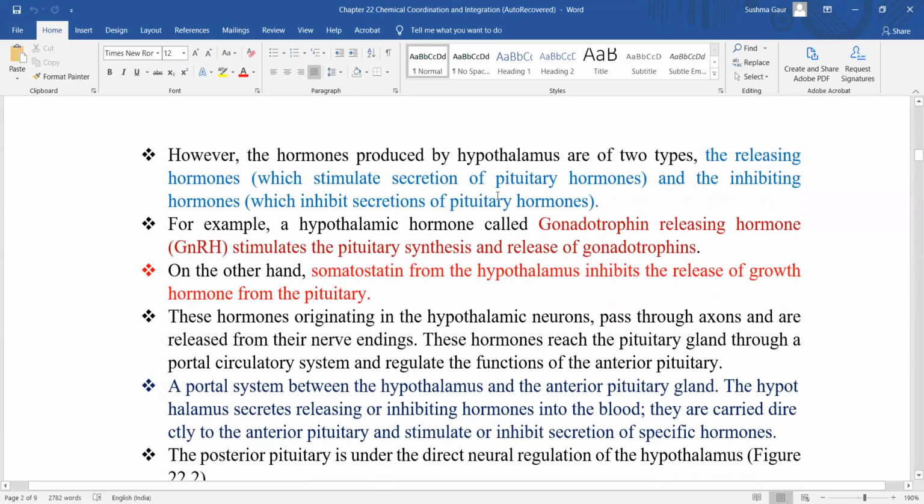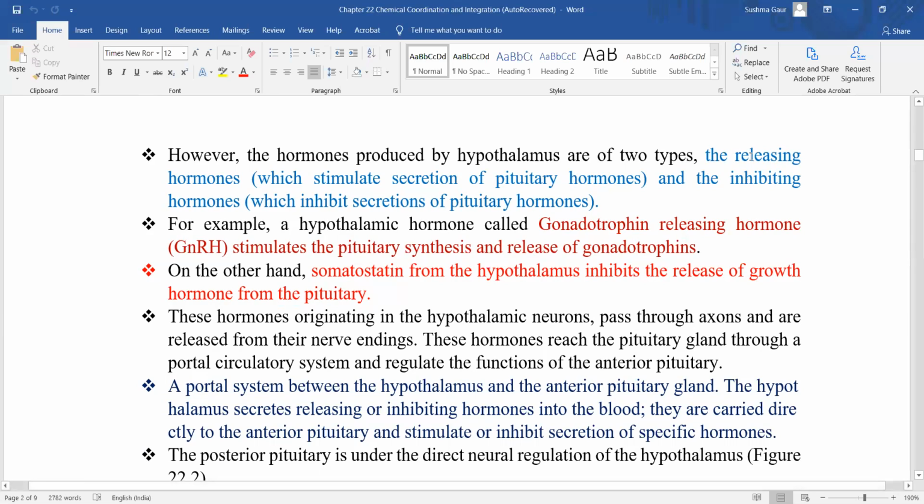The hormones produced by the hypothalamus may be categorized into two types. First is the releasing hormone. What do you mean by releasing hormones? They will stimulate the secretion of pituitary hormones. Try to understand this concept: the hormones produced by the pituitary gland will be regulated, or controlled, by the hormones produced by the hypothalamus. So there are two types of hormones produced by the hypothalamus to control the pituitary hormones.